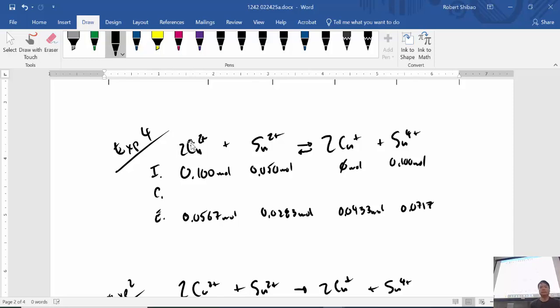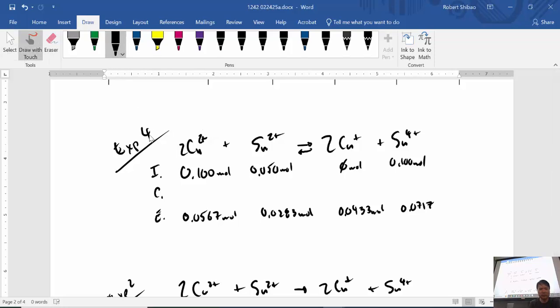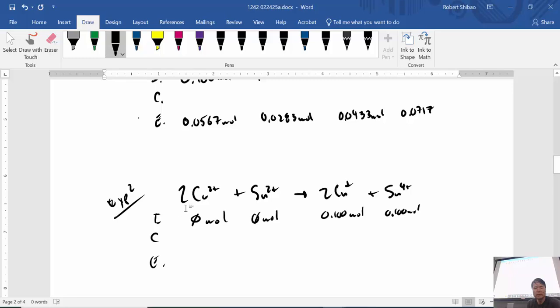Again, oh shoot. I wrote these in the wrong spot. Let me fix that. Select these. This is not experiment 4's data. This is experiment 2's data. Well, anyway.